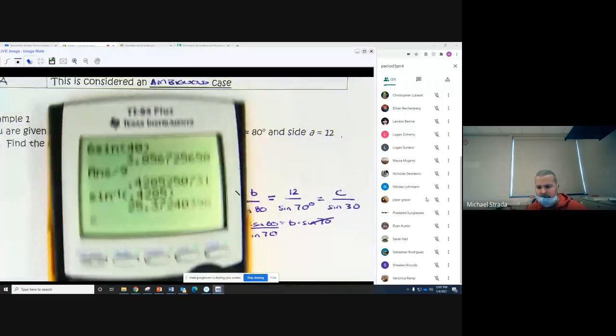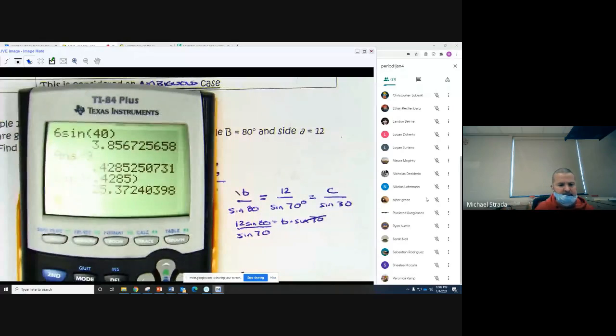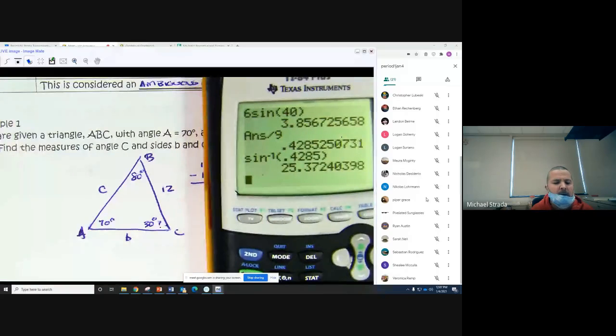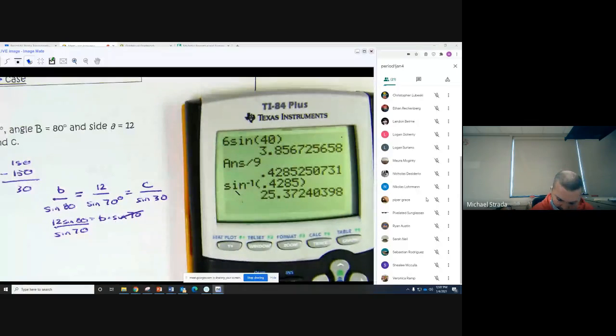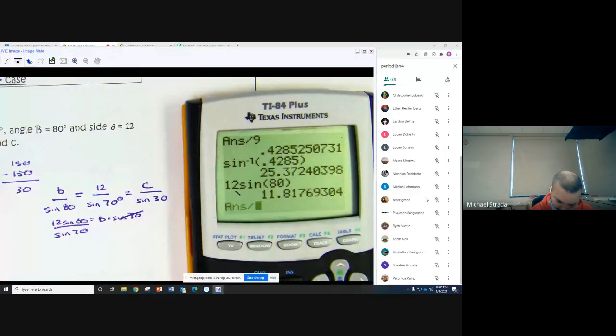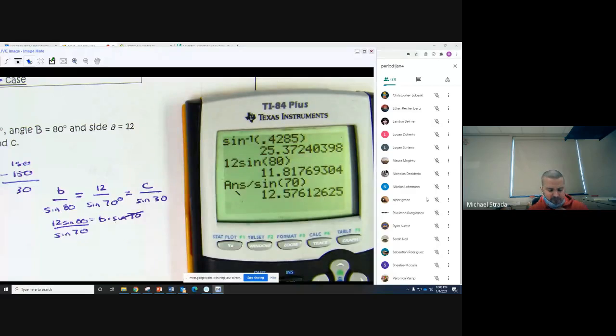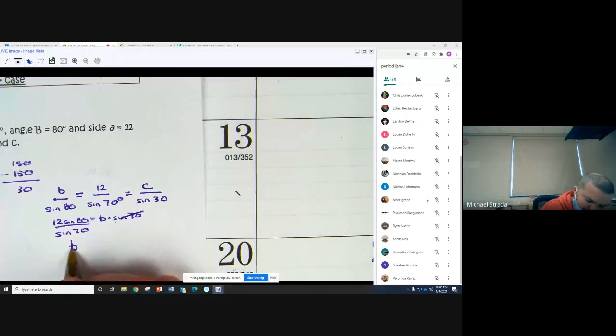All right, so I go to my calculator and I just put that in: 12 sine 80, and I'm dividing that by sine 70. And I get 12.57. And the problems will tell you where to round to. I'm going to round to the tenths place. b is 12.6.